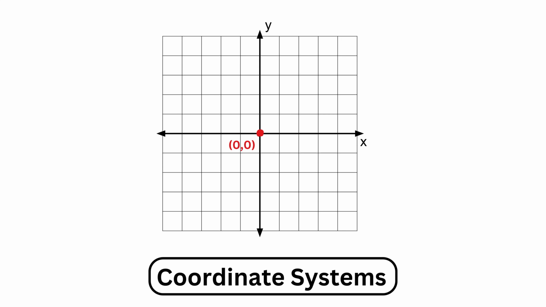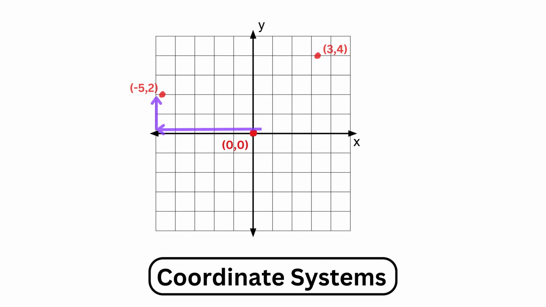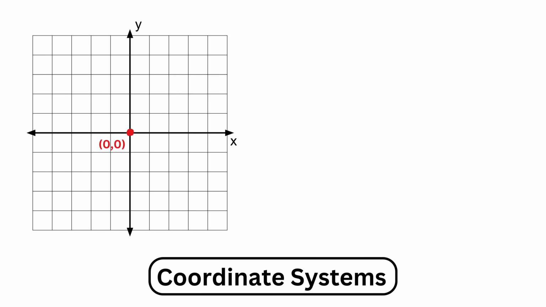For example, if a point is at (3, 4), this means we are moving 3 steps to the right, because x is 3, and 4 steps up, because y is 4. Now, if a point is at (-5, 2), this means we are moving 5 steps to the left, because x is negative, and 2 steps up, because y is positive. Now we are ready to move on to level 1, which is understanding.